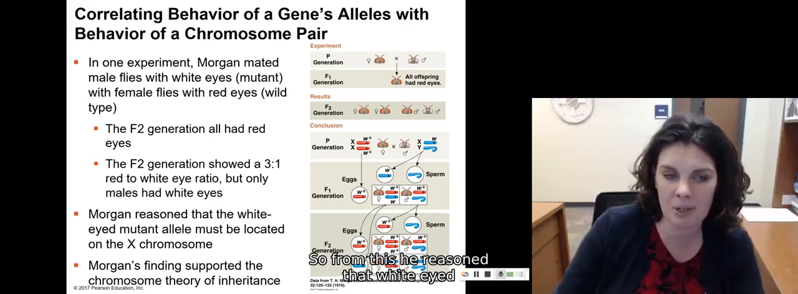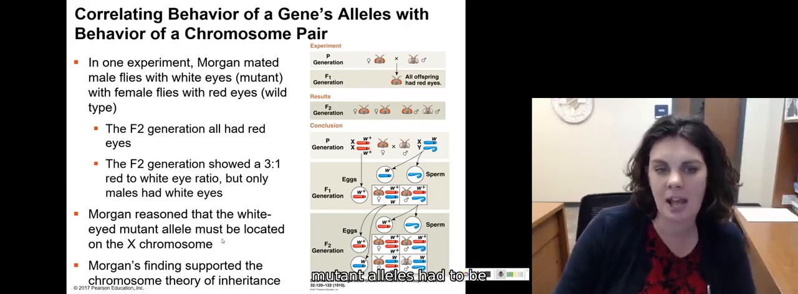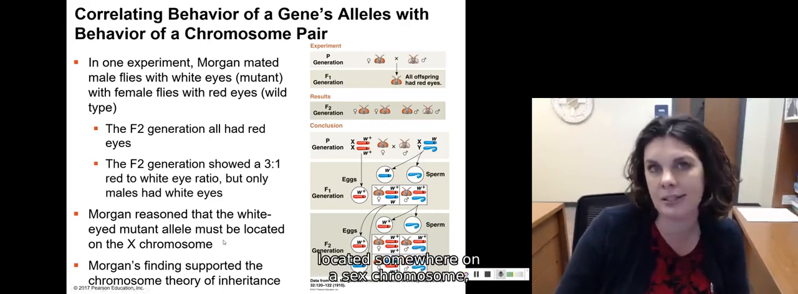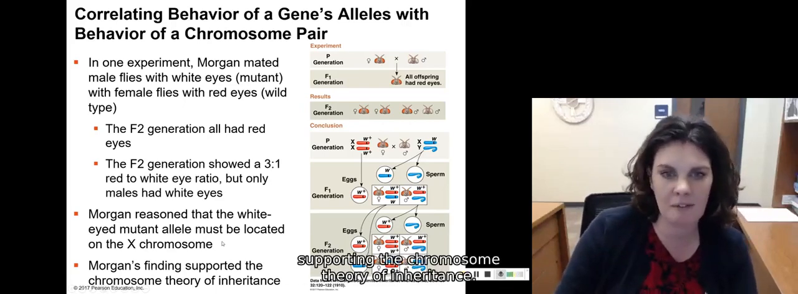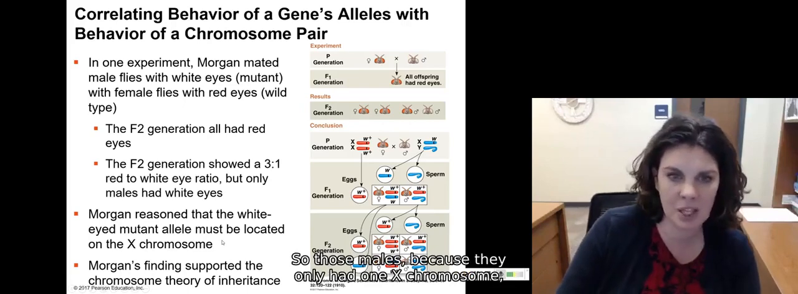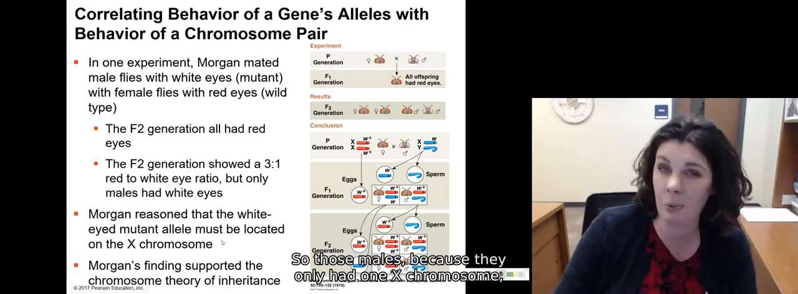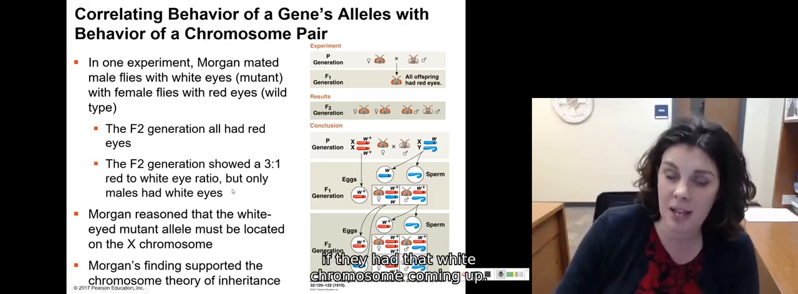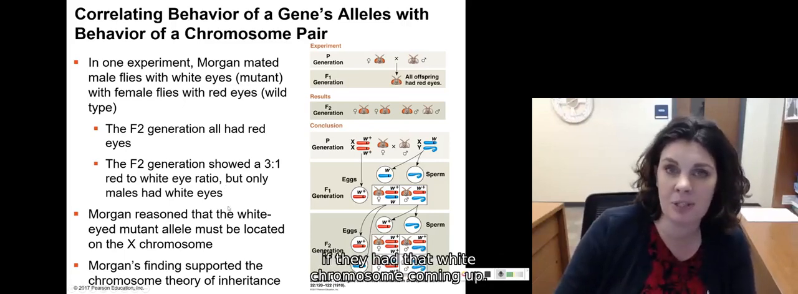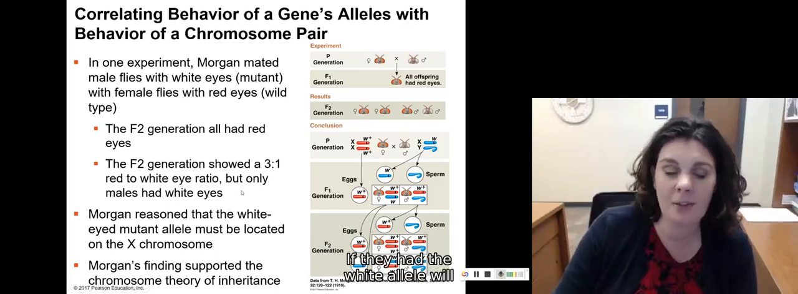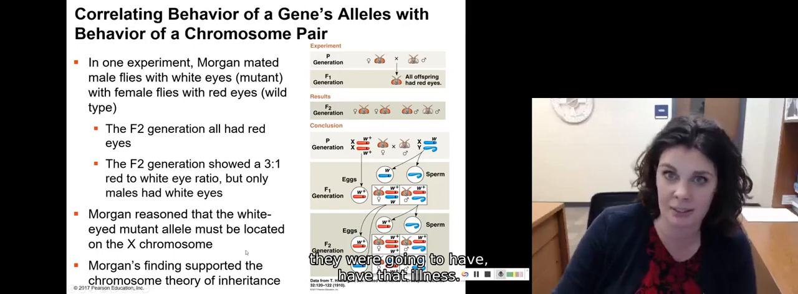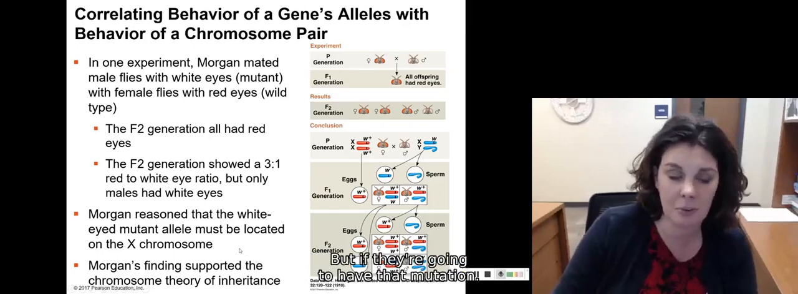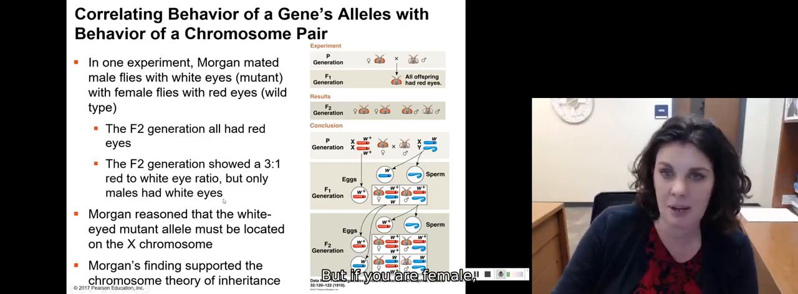So from this, he reasoned that white-eyed mutant alleles had to be located somewhere on a sex chromosome, somewhere on the X chromosome, supporting the chromosome theory of inheritance. So those males, because they only had one X chromosome, if the white allele came up on that one X chromosome, they were going to have that mutation.